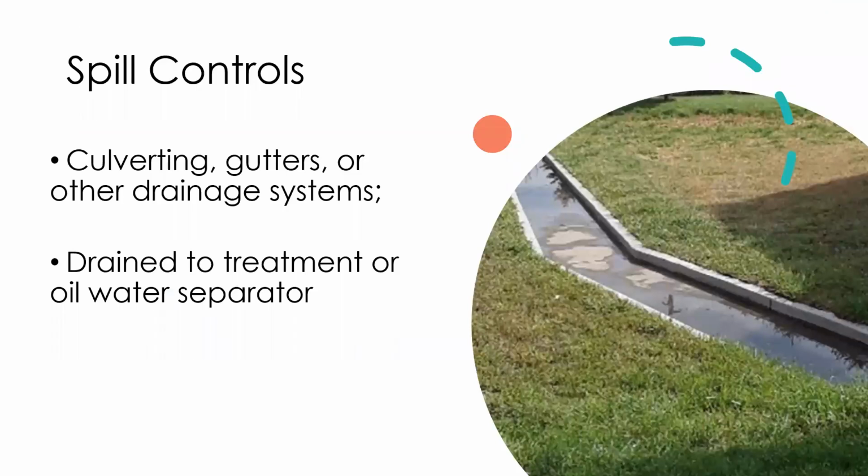We also have our spill controls. So culverting, gutters, or other drainage systems here. These could drain to a treatment center or an oil water separator. These are a good way to just kind of divert your materials into one spot to be contained that way.